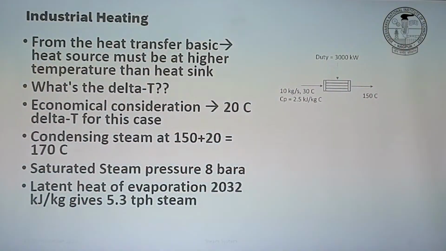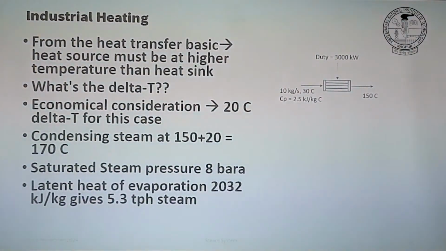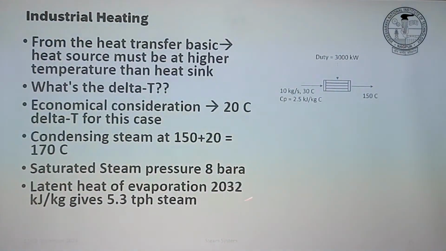So at 8 bar, we go to the steam table we saw earlier, where our latent heat of condensation is this much, 2032, sorry, which gives 5.3 tons per hour.